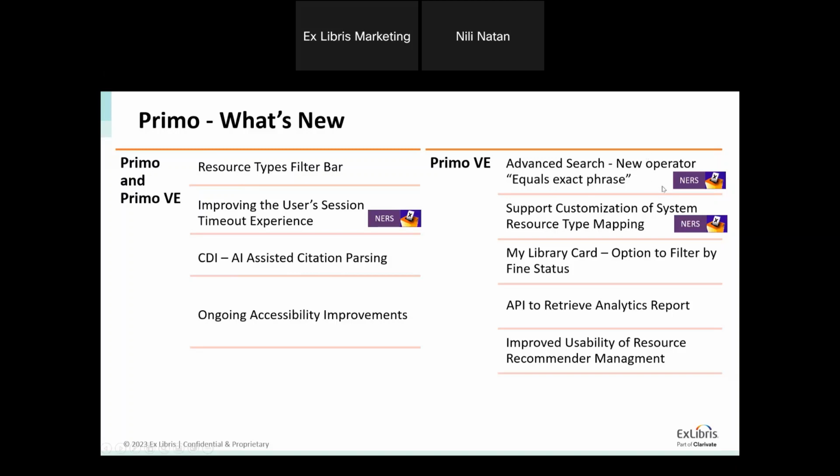In the Primo VE, as I mentioned, a new operator in the advanced search, more flexibility to define a system resource type, and changes to the My Library card. In Primo VE, there are customers that are interested in having an API for the analytics report. This already exists in the Primo back office, and is now available as well in Primo VE.